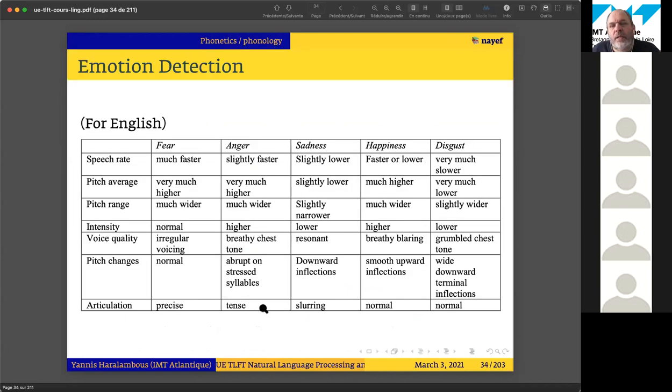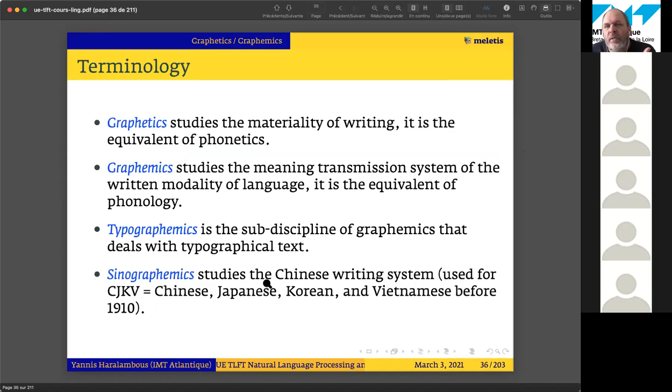And here is a nice table showing how you can detect emotions by physical properties. And it's on the same principle of distinguishing things by having different properties. What happens in voice also happens in a written text. I spent some time on graphetics and graphemics because it's my personal domain of interest. So maybe I've spent more time than others would on the subject. But again, don't forget that the web contains mostly text.